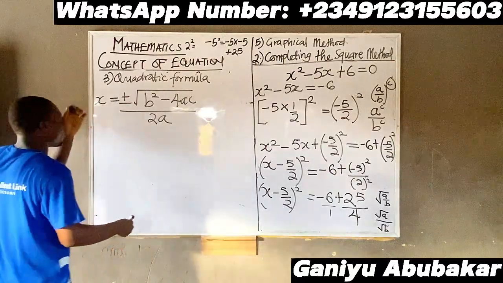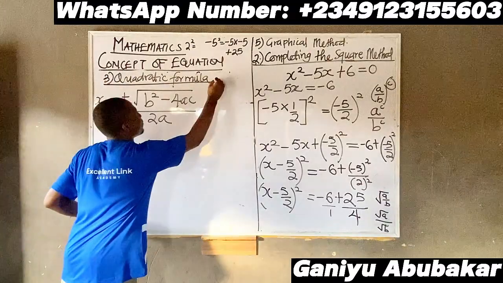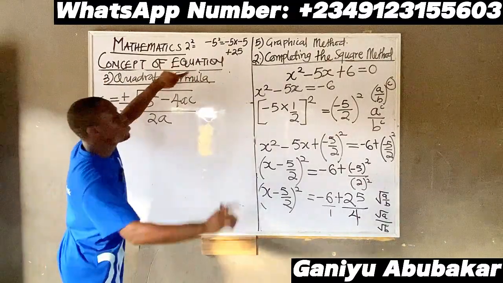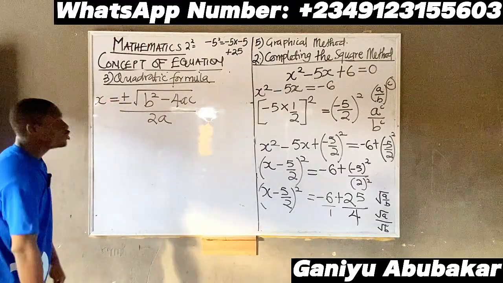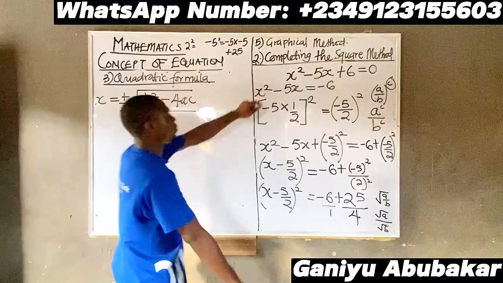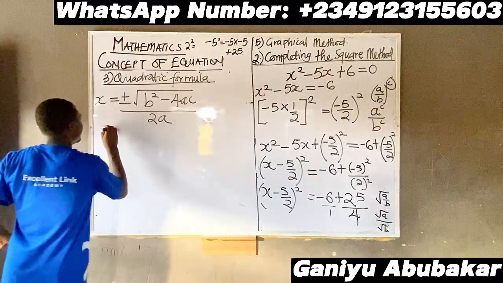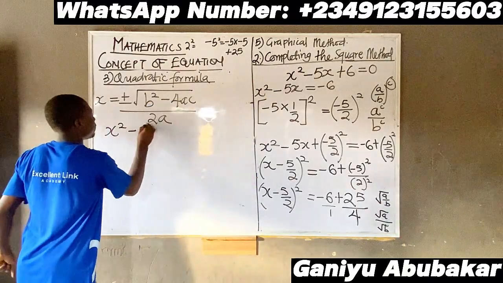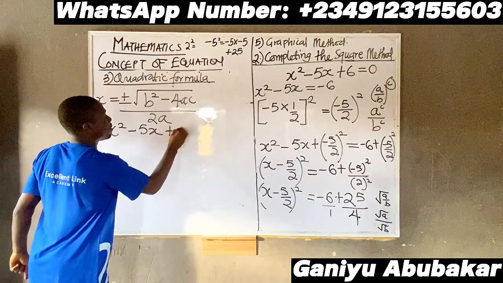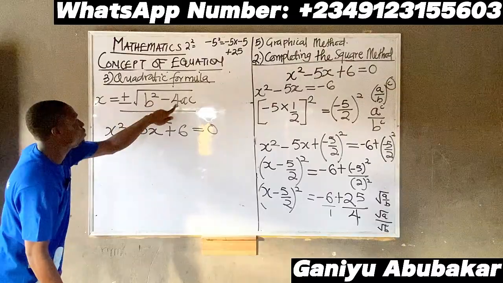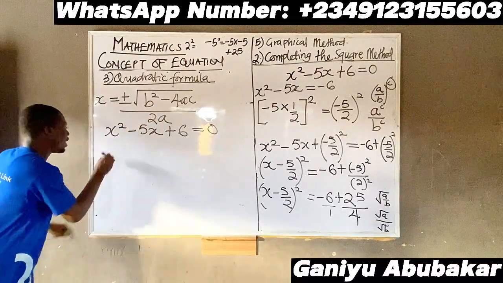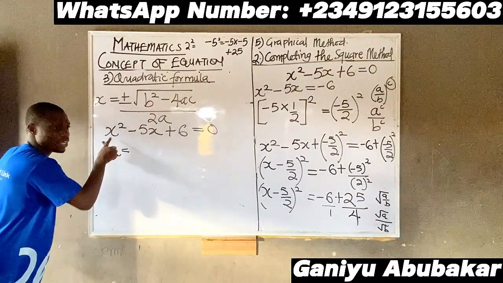Look up here. In this method, if you know this formula, you are done. No stress. Your task is this. What's the question? I want x squared minus 5x plus 6 equals 0. It's simple. We have a, b, and c. So what's a here? What's a?